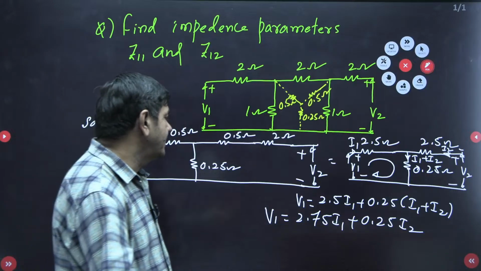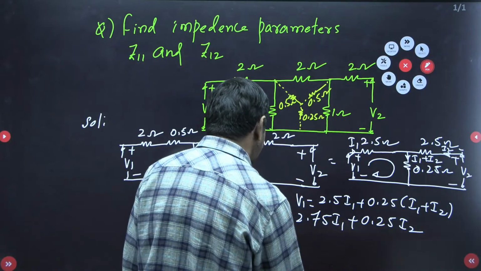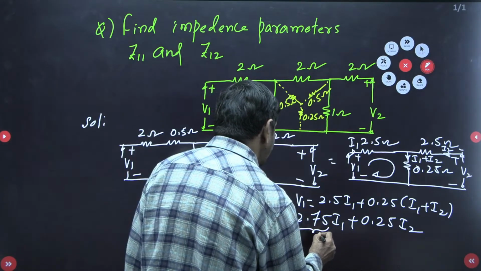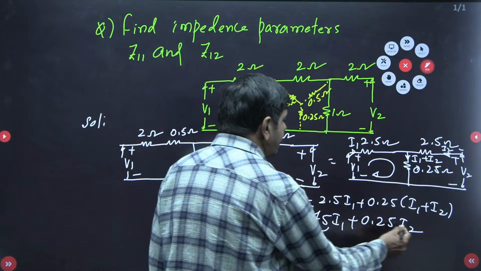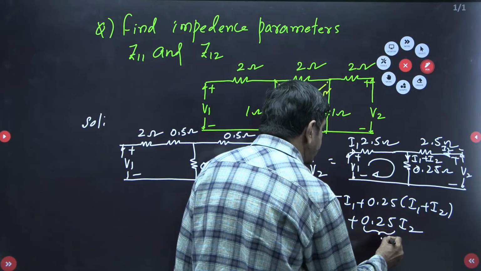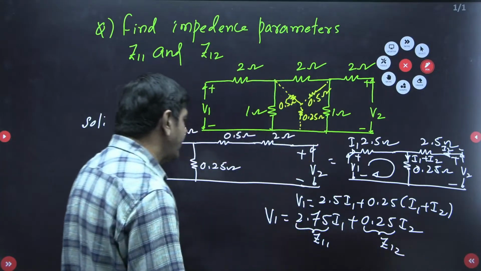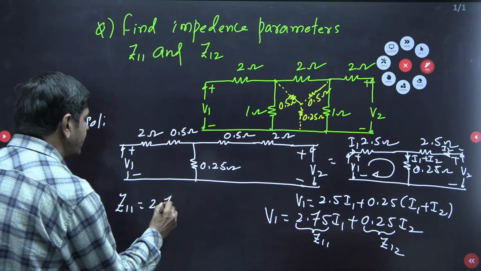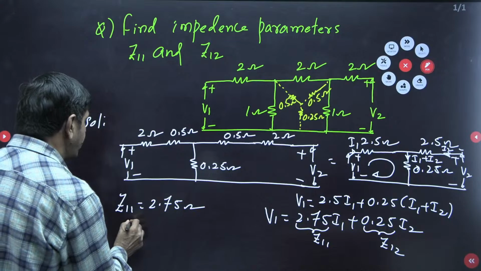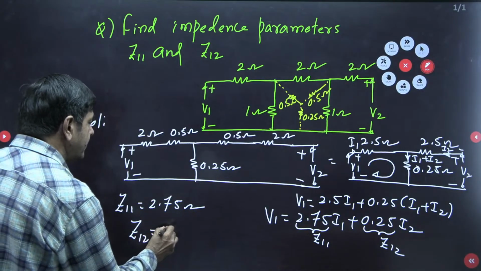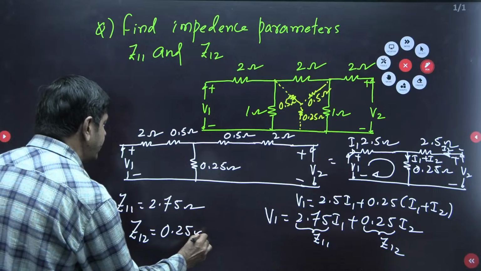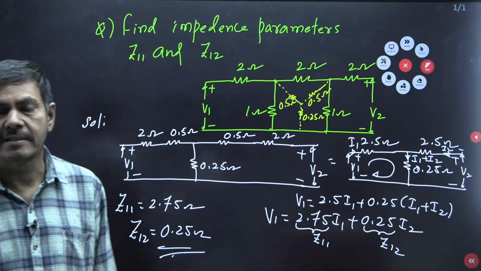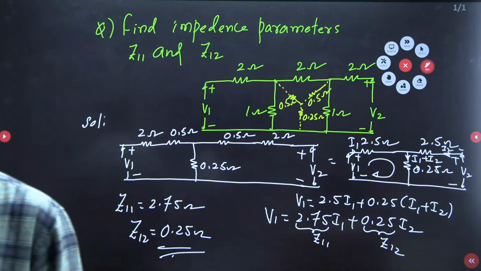So now you know very well the Z parameters. In the Z parameters, V1 equal to Z11 into I1, you know very well. This is Z11. Z12 into I2. This value will be taken as Z12 only now. And directly we can write Z11 is nothing but 2.75 ohms, and Z12 is nothing but 0.25. Yes, we are getting both values, Z11 and Z12. In this way we need to tackle this question.